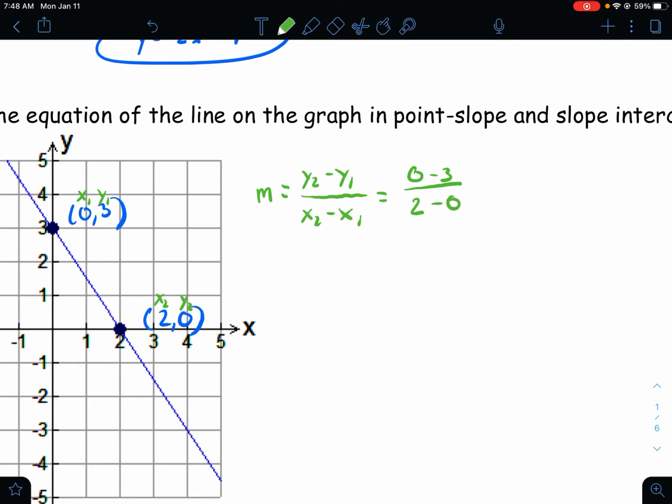One thing I do recommend is not going to your calculator right away. I recommend just calculating the top and calculating the bottom and then simplifying.